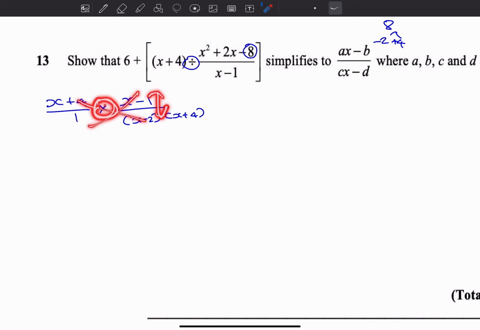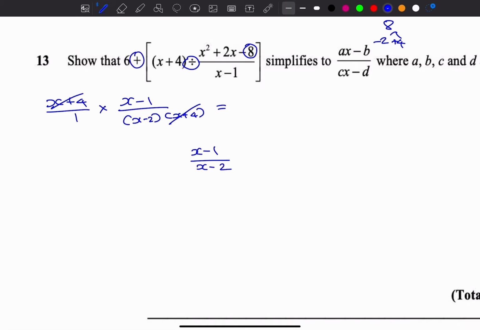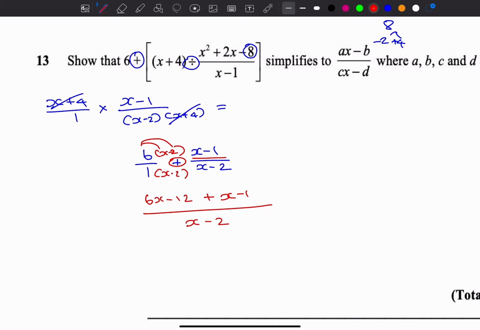You can cross cancel. Now, what do you have then? You got x minus 1 over 1 times x minus 2 is x minus 2. But you got that with a plus 6, so plus 6 means 6 over 1. How do you write it as a single fraction? Times it by the denominator, x minus 2. But this one, the denominator is already 1, so there's no point timesing it. So what do we have? Here, 6x minus 12 plus x minus 1, all over the same denominator, x minus 2. Add them up, 7x minus 13 over x minus 2 is the answer.